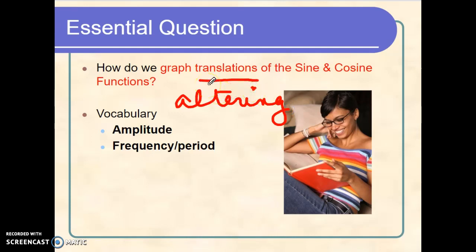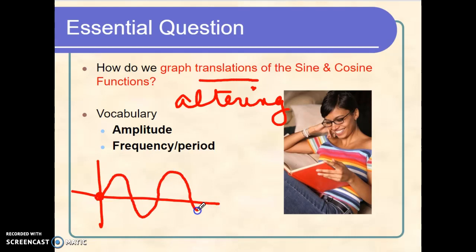So the pattern for sine is sine starts at 0, and then it goes up to 1, then to 0, then to -1, then back to 0. And it just continues on indefinitely. So that's the pattern for sine.